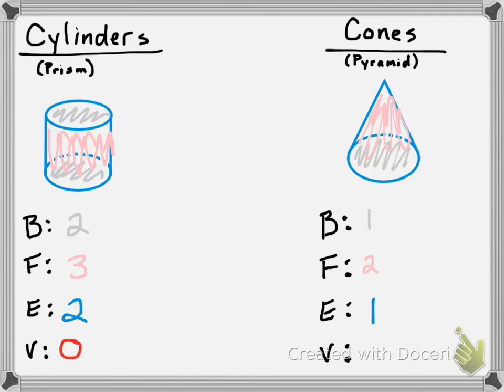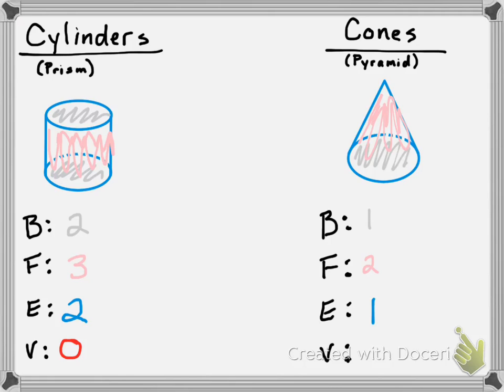Alright, now, the vertex. This one can be tricky for a cone. And the reason being is you could actually argue two ways. First, the first definition of a vertex says that it's where two or more edges meet. Well, this shape only has one edge. So obviously there's no place on it where two or more edges meet. So there must be 0 vertices.